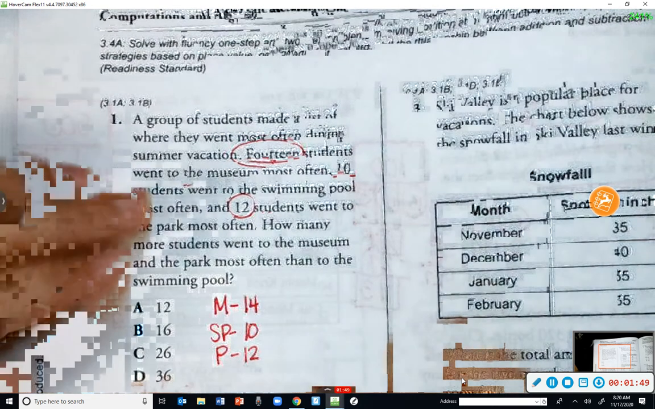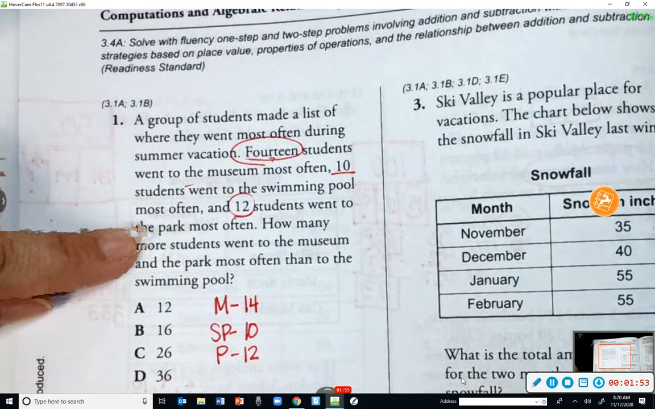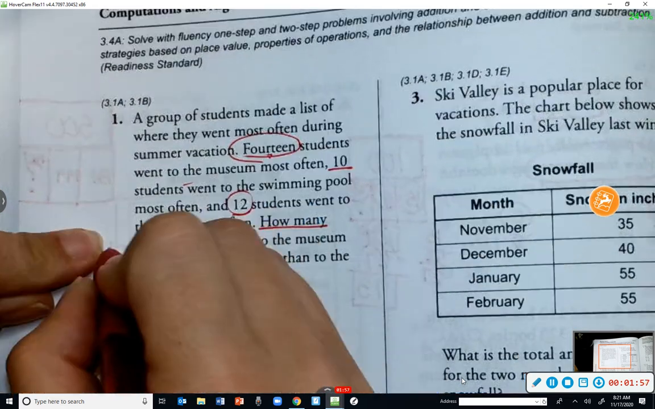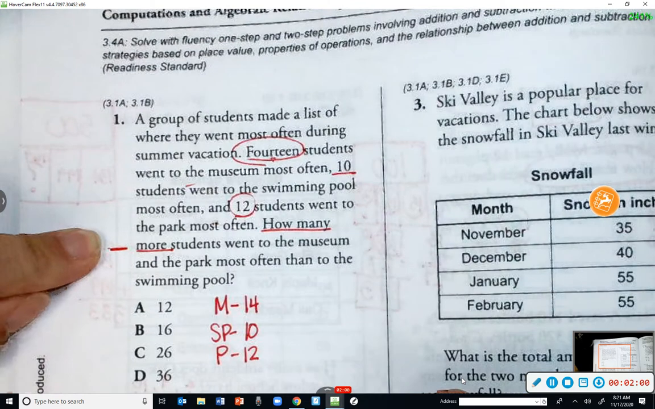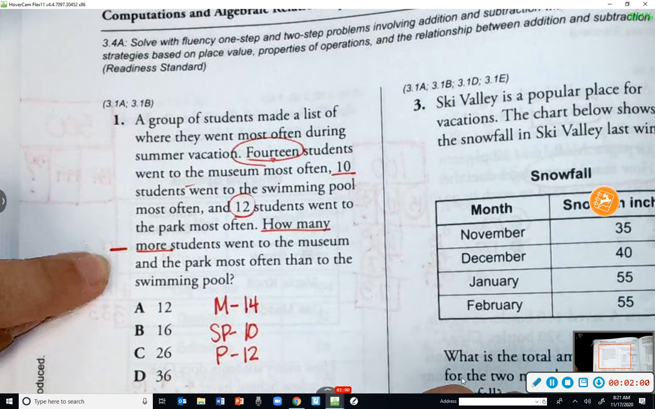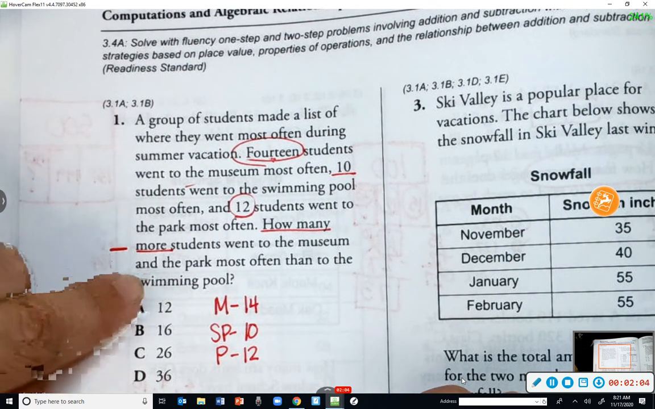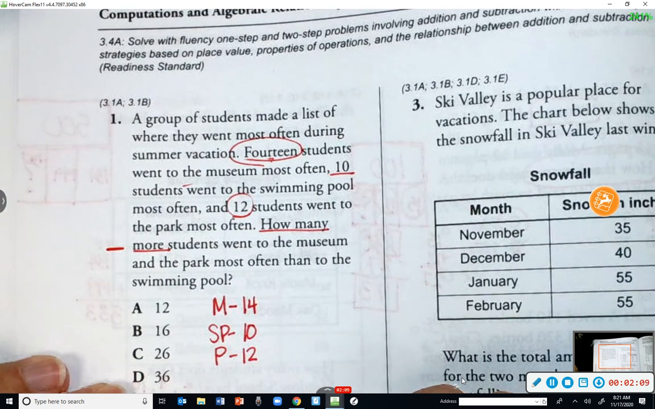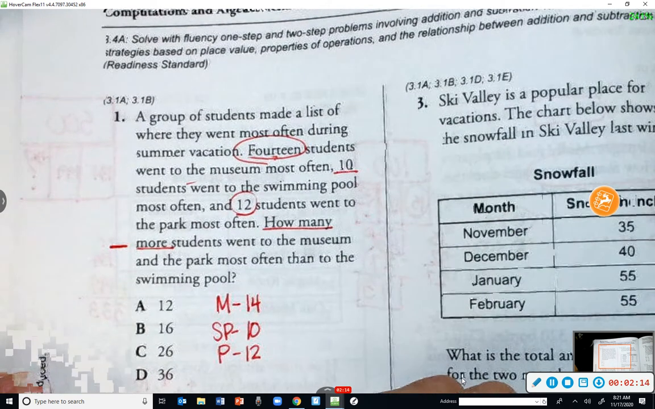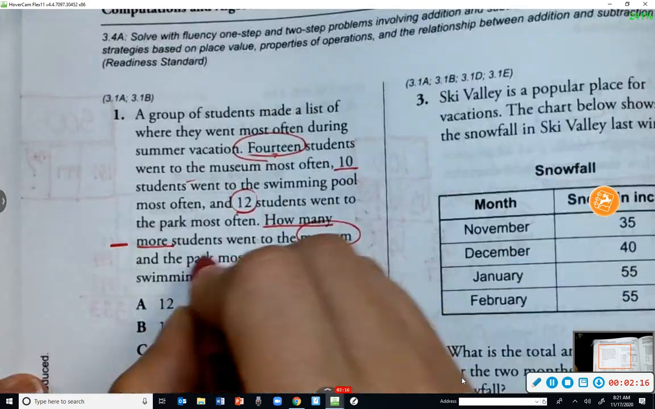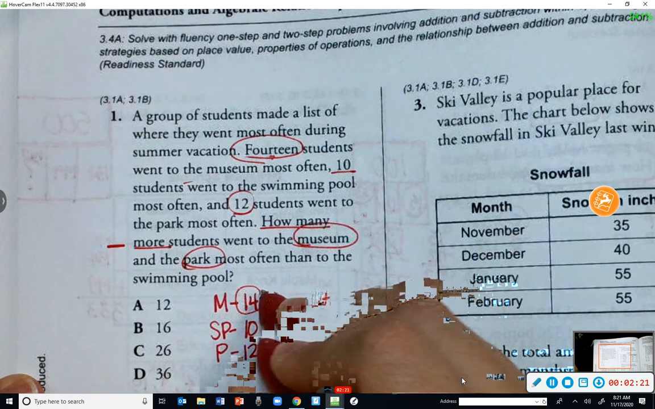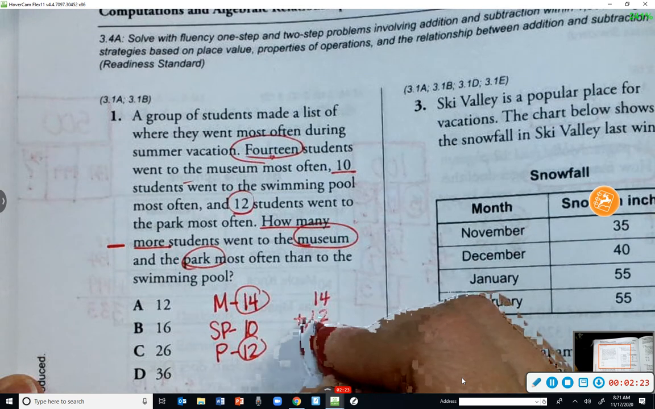Okay? Now I'm going to go back to the question and read it again. It said, how many more? Oh, what does that mean? To subtract. So I know one part I'm going to have to subtract. How many more students went to the museum and the park? So what do we need to do with those two? We have to subtract them. No. Add them. Add. So first step, you needed to add museum and park. So here's museum. There's park. So I'm going to add those up first.